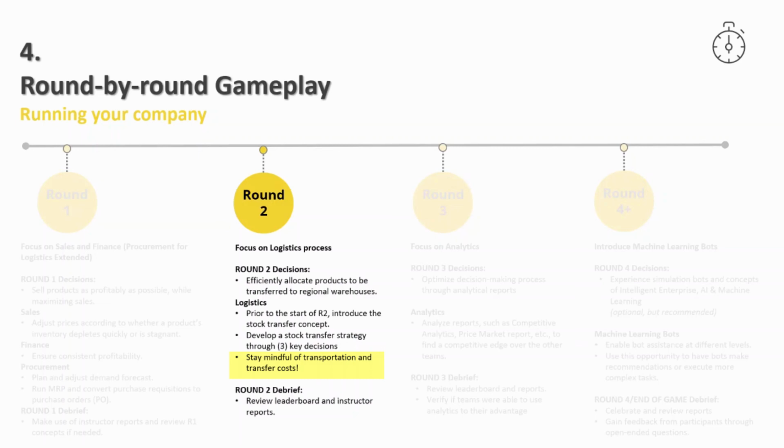General tip: after providing the instructions for the stock transfer concept, allow 5 minutes for the team to strategize amongst each other before starting the round. In round 2, it is not necessary to pause during the round, but do not hesitate to do so if certain teams require additional information or clarifications.